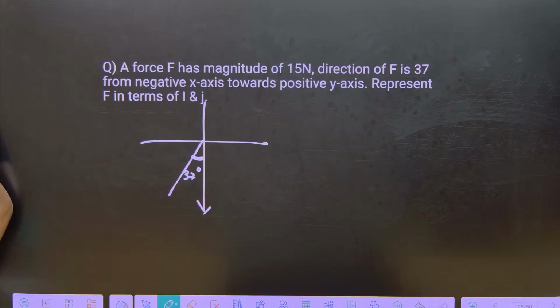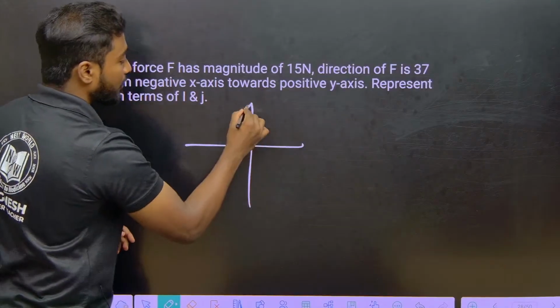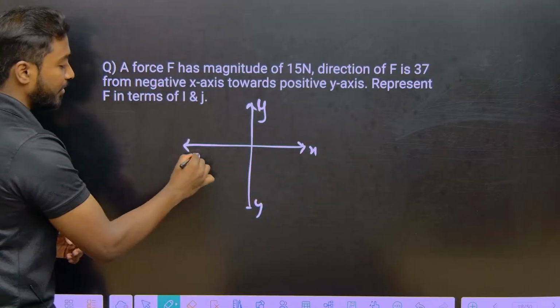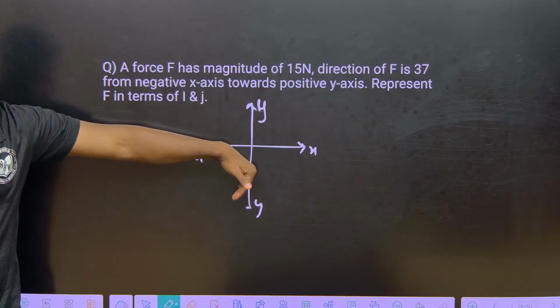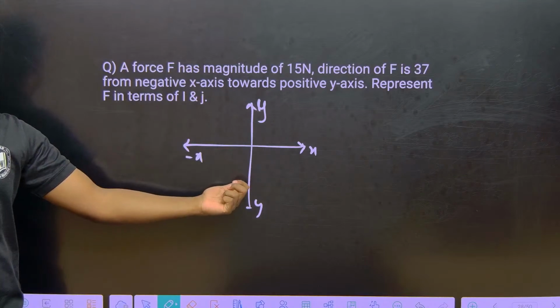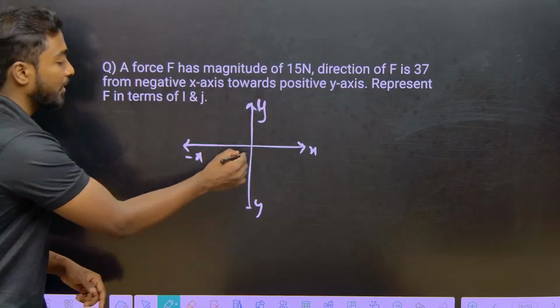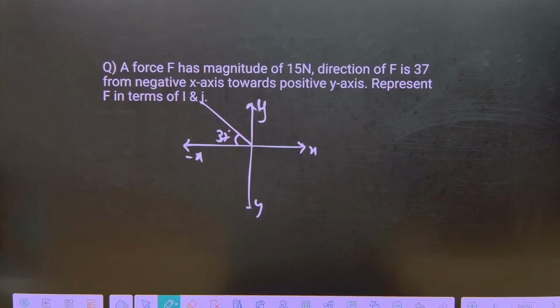Understood? What they are saying is, we know that this is y axis, minus y axis, x axis, minus x axis. The object is starting from negative x axis towards positive y axis. So this is my angle. What will be the F in terms of i and j?